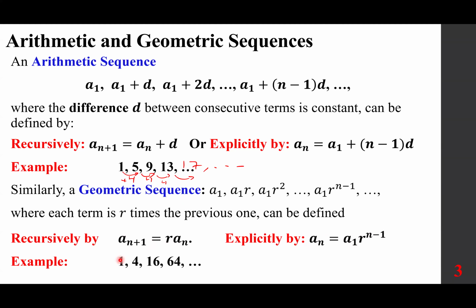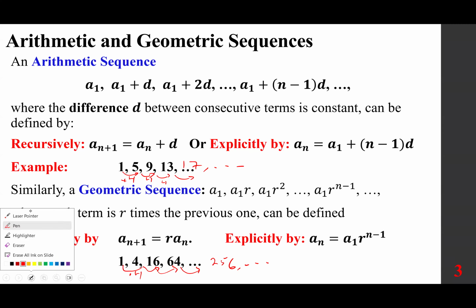So in this case, 1 times 4 is 4. 4 times 4 is 16. 16 times 4 is 64. Times 4 again is 256, and so on. So in the arithmetic case, we add a constant. In the geometric case, we multiply by a constant.